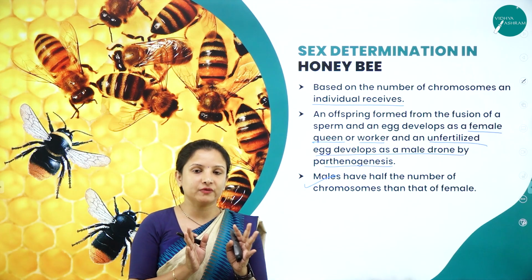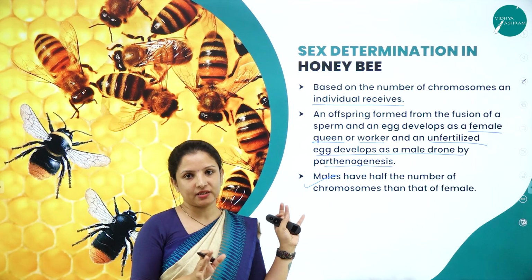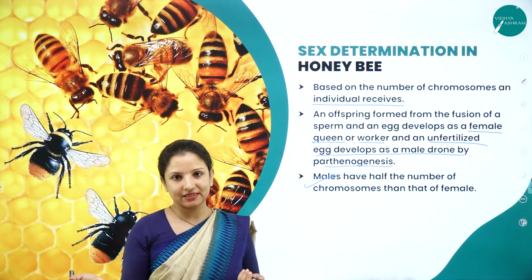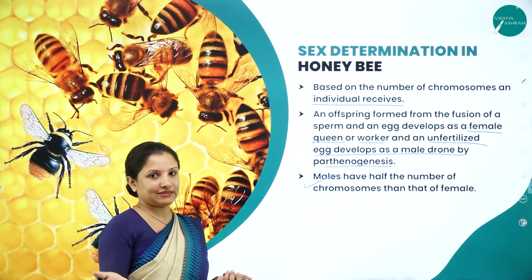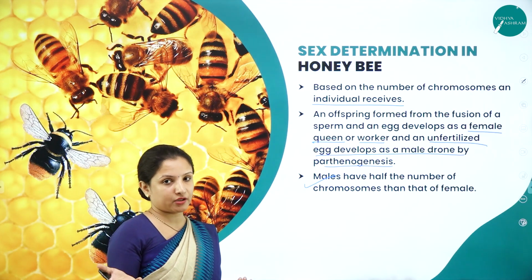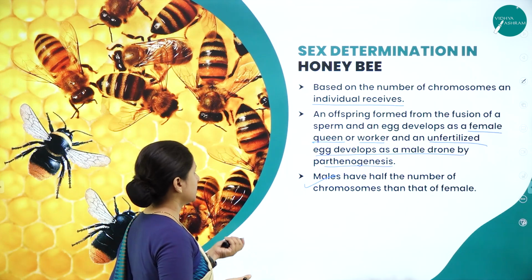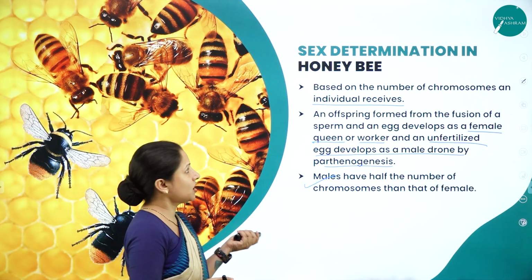Queen and workers, how do we separate? So it depends on the dominance, and those which are having 16 sets of chromosomes will all become drones without the fertilization process, that is by parthenogenesis, they become the drones. So this is about sex determination in honeybees.